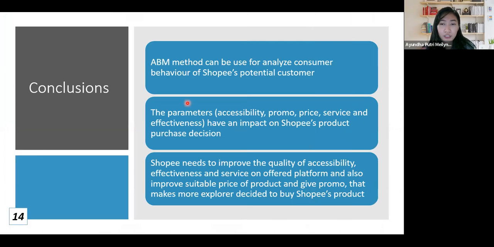So the conclusion of my research is, first, the IBM method can be used to analyze consumer behavior of Shopee's potential customers, and the parameters, which are accessibility, promo, price, service, and effectiveness, have an impact on Shopee's product purchase decision. And the insight for Shopee is that Shopee needs to improve the quality of accessibility, effectiveness, and service on its platform, and also improve suitable prices of products and give promos that make more explorers decide to buy the product.